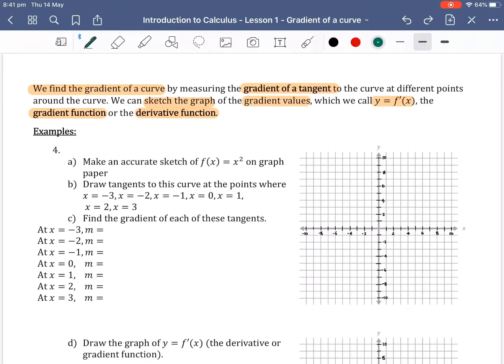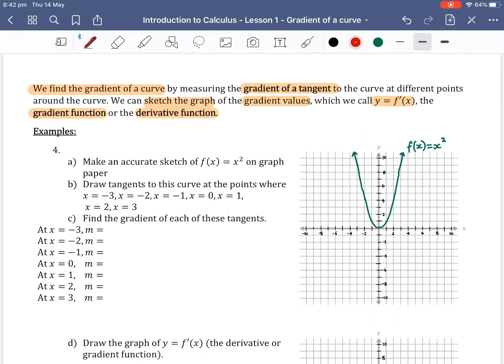So for example 4, we want to make an accurate sketch of the function f(x) equals x squared on the graph paper provided. So we know that the function of x squared is just a parabola going through the points (0, 0), (1, 1), (2, 4), (3, 9), and through (-1, 1), (-2, 4), and (-3, 9). And so it's symmetrical about the y-axis. So we're going to draw our sketch of our parabola, making sure we go through our points and adding our zeros on the end.